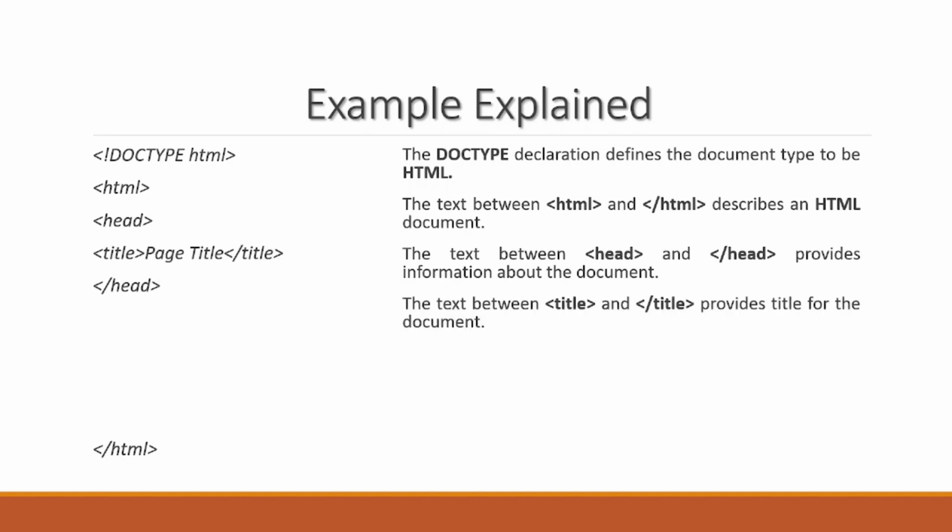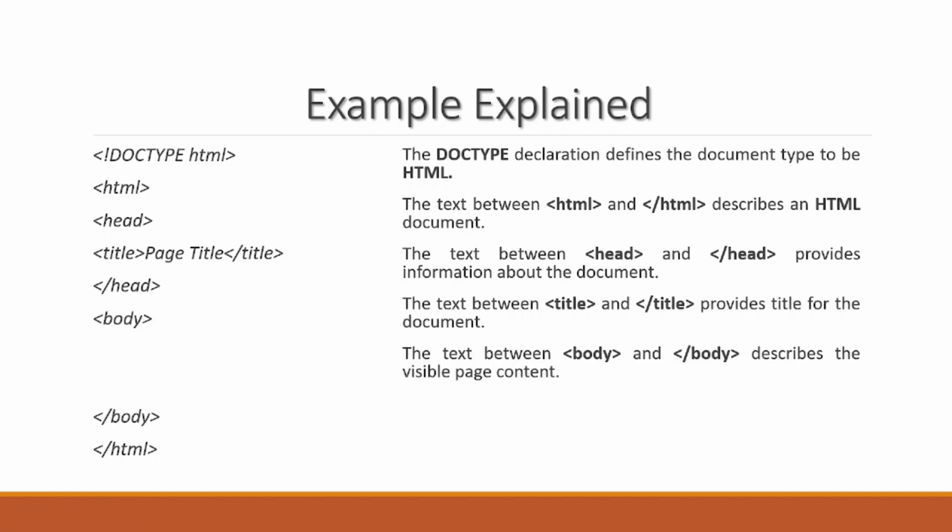Then we have the title. The text between the title opening tag and title closing tag provides the title for the document, which means this determines the title that always shows in our tabs, which I will show you soon. Then we have the body. The text between the body opening and closing tags describes the visible page content, that's what is visible on the website.